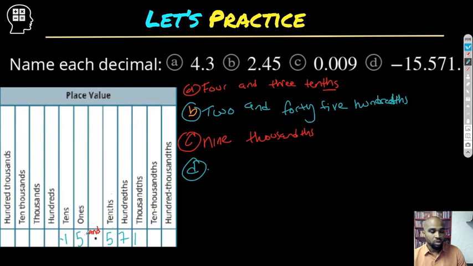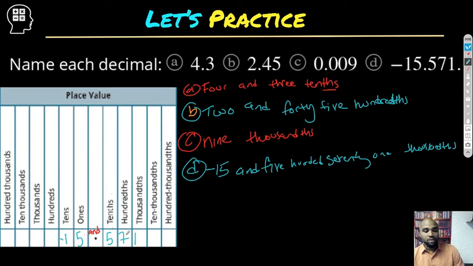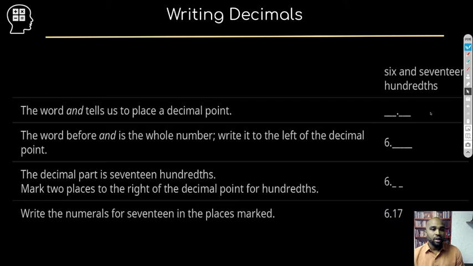Well, we're going to do our whole number on the left first, called negative 15. And our decimal is going to be "and" then 571 thousandths. 571 thousandths. Now you could have just said... no, you got to say it that way, 571 thousandths. And that's just the best way to say it. So hopefully that gives you an idea of how to name the decimals.